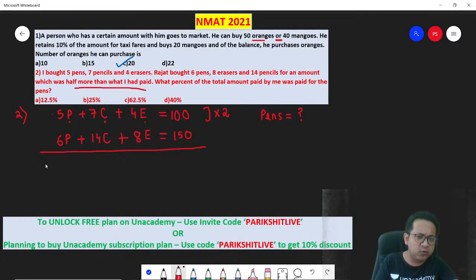So I think you can do this. Multiply equation 1 with 2 and then subtract. So 5P into 2 is 10P minus 6P is 4P. C and E will cancel out. 200 minus 150 is 50. So 4P is 50, so P is 12.5.